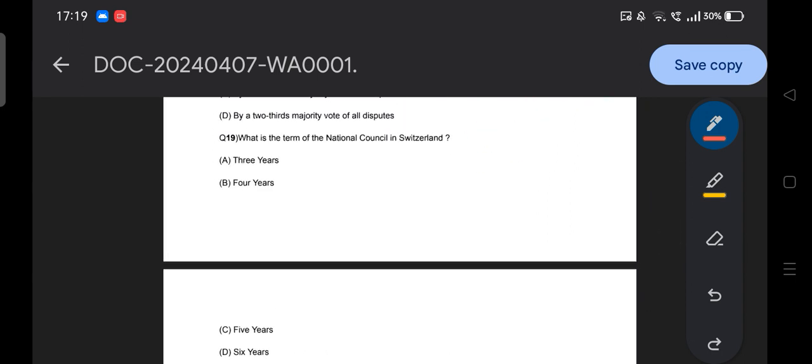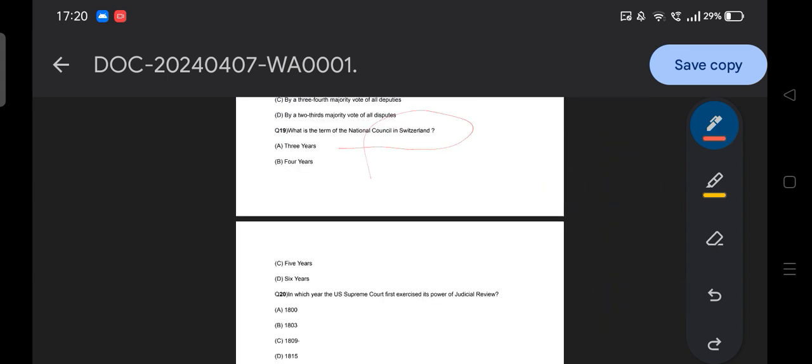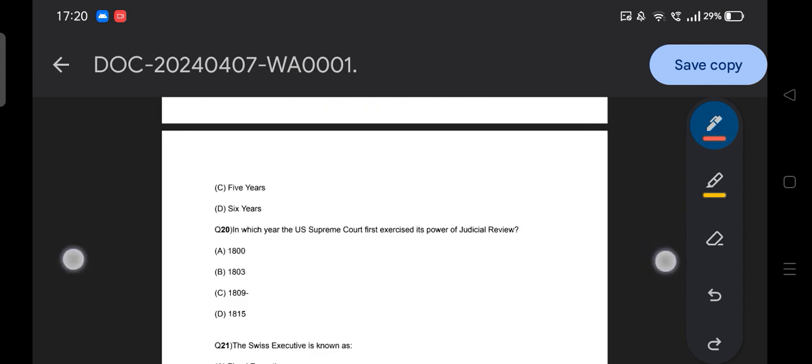Then, what is the term of the National Council in Switzerland? They also ask like in our Rajya Sabha, where the term is infinite, but basically one-third of the members are removed every third year. Rajya Sabha is not dissolved, but Lok Sabha is 5 years. Similarly, we have to understand the term and period of each and every house of countries like the USA, UK and Switzerland. We will cover that in our upcoming session, but if you know the answer you can provide it. I don't want to provide the answer here because the clarity is not with me, so I will try to provide it in the upcoming session when we cover Switzerland.